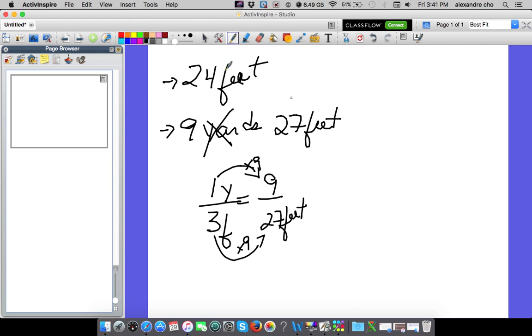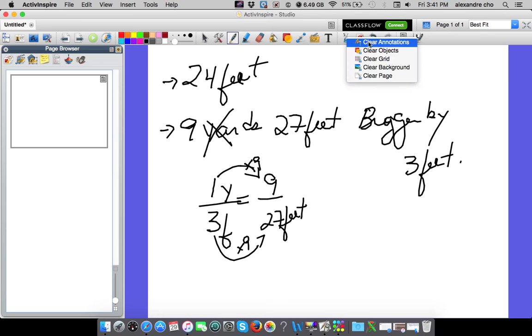And Miss Pink's room is bigger, obviously. 27 is bigger than 24, bigger by 3 feet. And I can write "bigger by 3 feet." Ta-da! Okay.